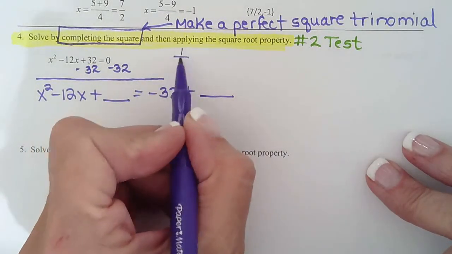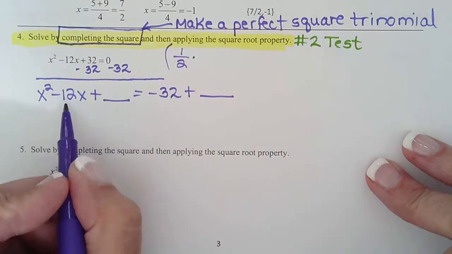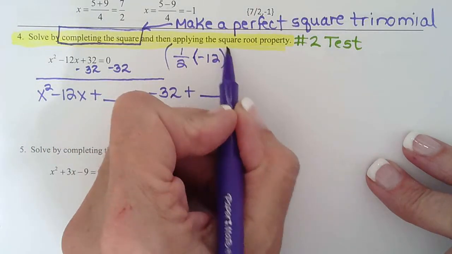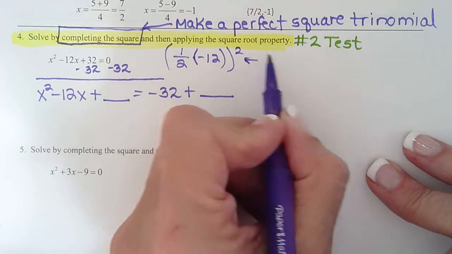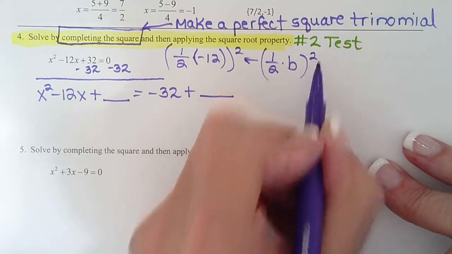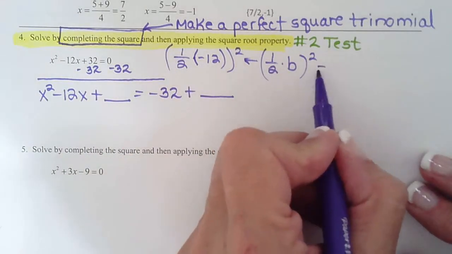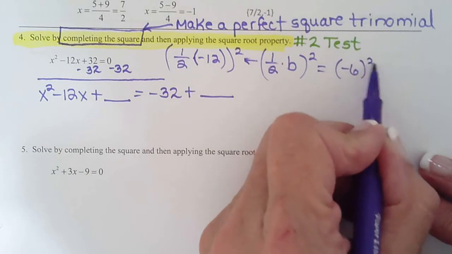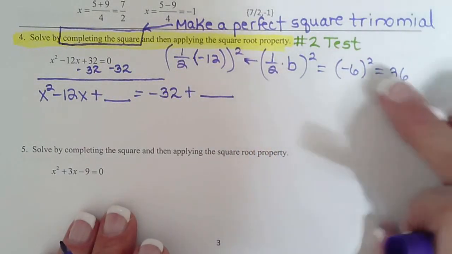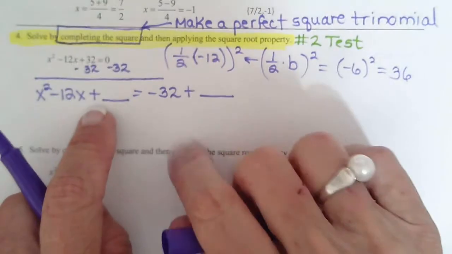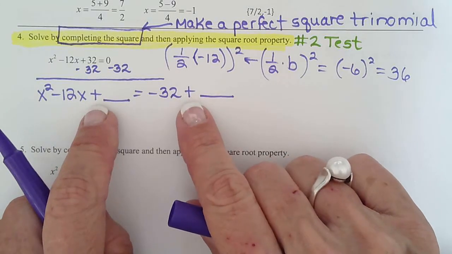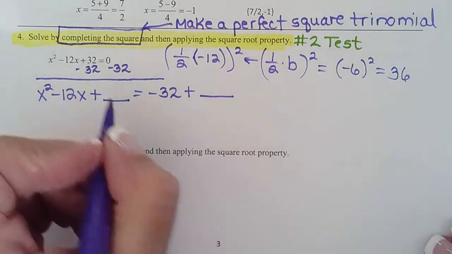So half of negative 12 and then square it. So remember, this is half of b squared. So half of negative 12 is negative 6. Squared is positive 36. And remember how I said every single time you square something, it'll be positive. That's why I have the 2 plus signs there. So the 2 plus signs mean the answer is going to be positive, which it is.